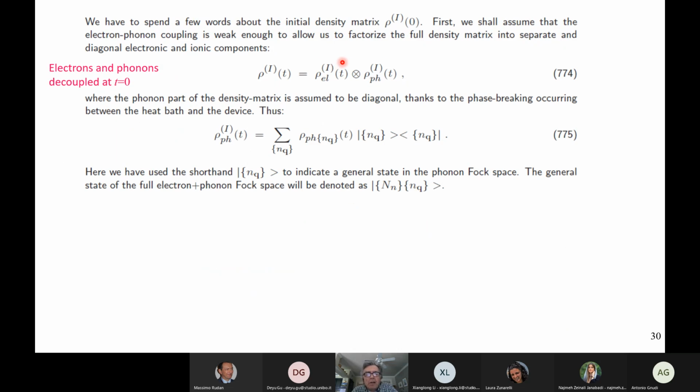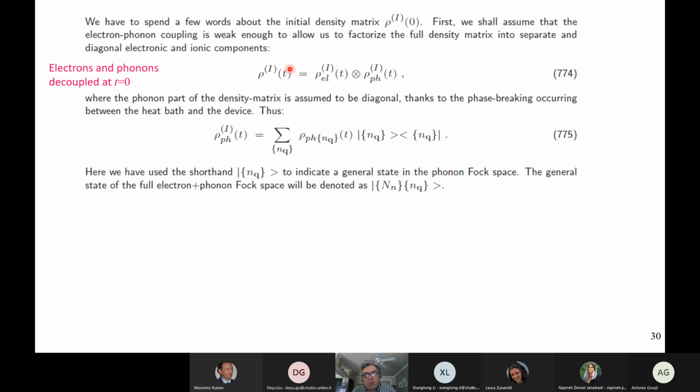So the first assumption that I think I mentioned before is that at time equals 0, when I'm injecting this stream of hot electrons from the source before shutting down the door at the source, I will assume that the electrons and the phonons are decoupled. As I said before, my system is closed, no electrons, I open the door, I inject electrons, I close the door. At t equals 0, the electrons and the phonons have not had time to interact yet.